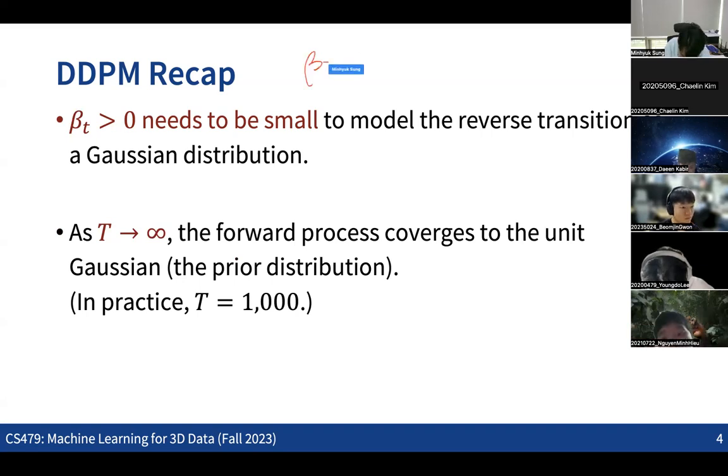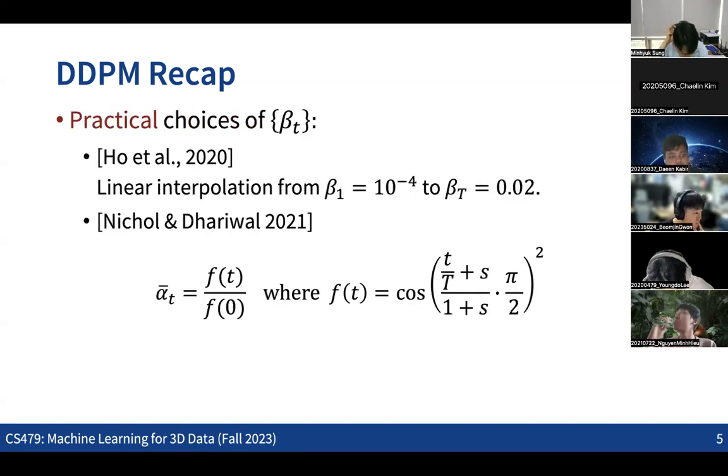So all the beta t should be small, while the T should be big enough so that the forward process can converge to the unit Gaussian. Typically we use 1000 as the parameter for T, but you can control the number of steps in your own implementation. There are also lots of practical choices for the beta. You can play with the beta to find the best parameters for getting good quality outputs. There are multiple options.